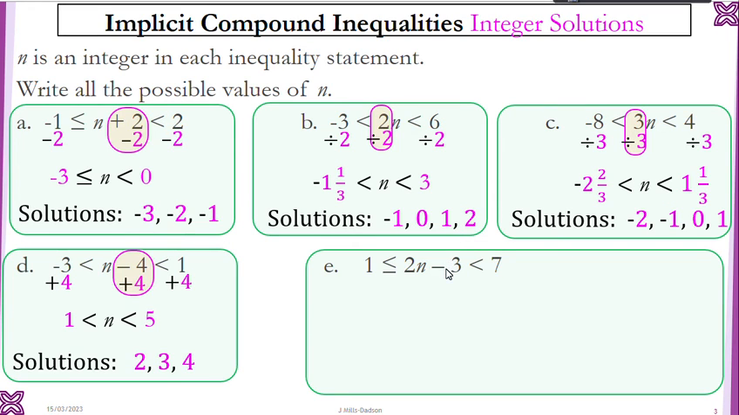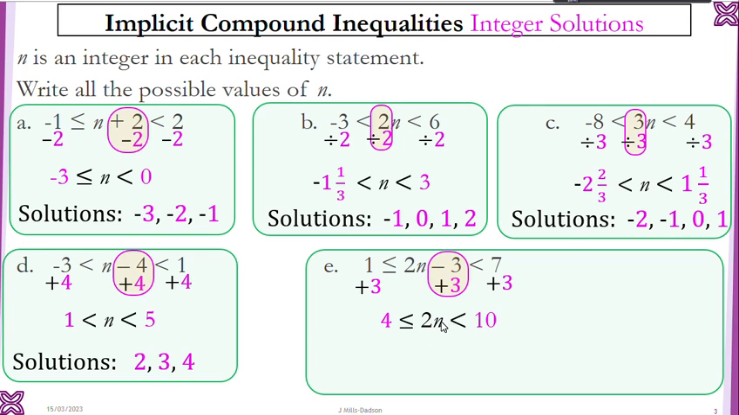Now for the last one, we need to solve it step by step. So first, we need to add 3 to both sides, the right hand side and the left hand side. Then we divide through by 2 to the right hand side and to the left hand side. So first is to get rid of the minus 3. So we add 3 to all the sides. So you have 4, 2n in the middle, and 10 right hand side. This is where 2n is bigger than or equal to 4 and 2n is less than 10.